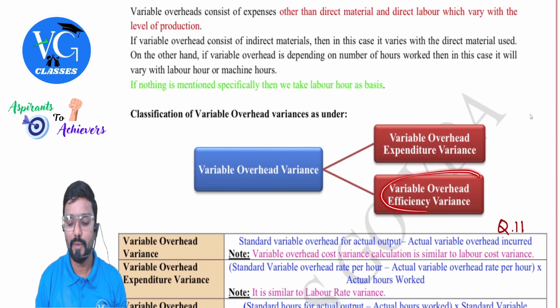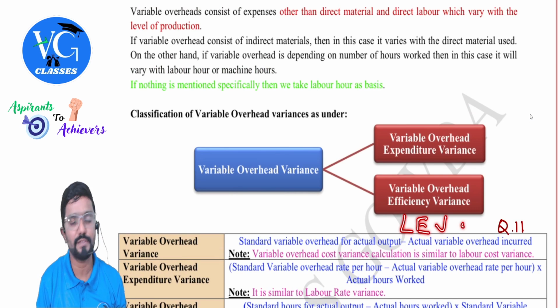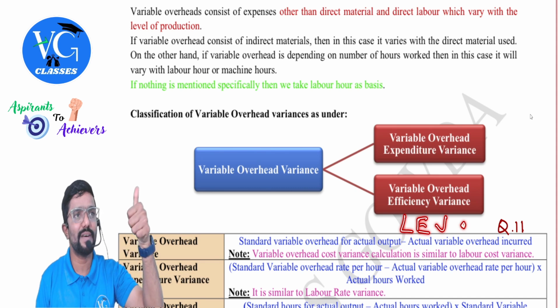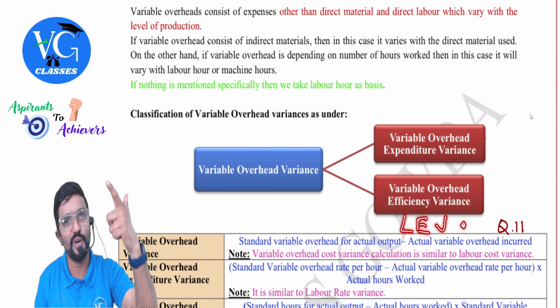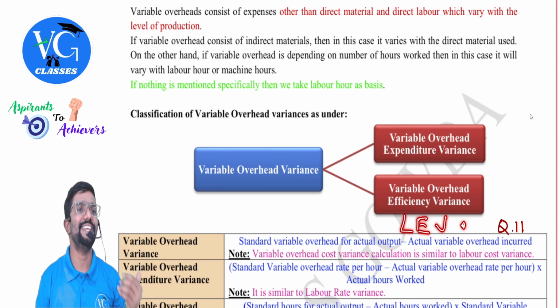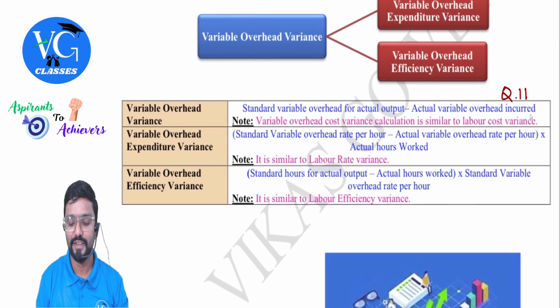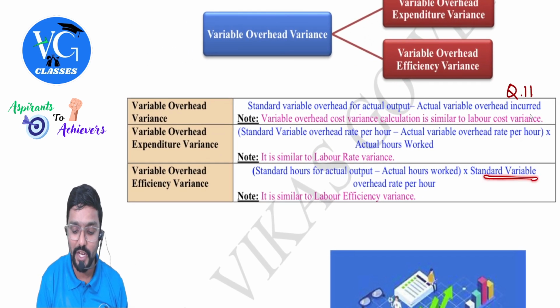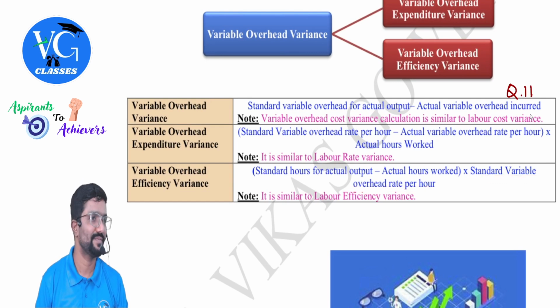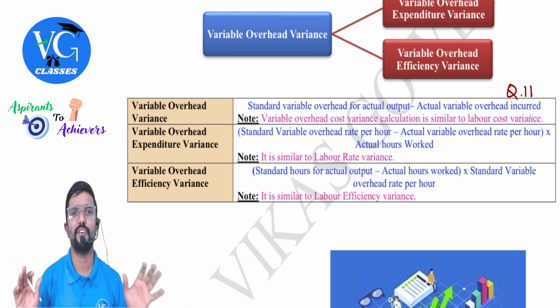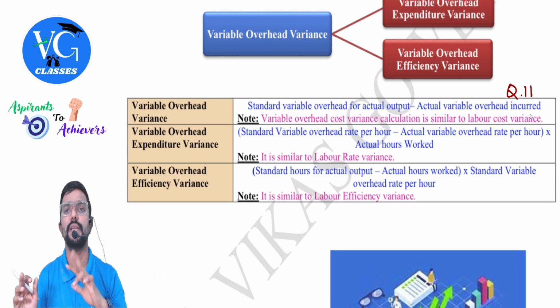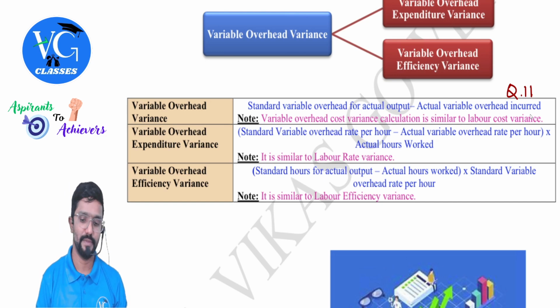Next one, variable overhead efficiency variance. Very similar to labor efficiency variance. What is the formula for labor efficiency variance, guys? Standard hours for actual output minus actual hours worked into standard rate. Here also same formula, but instead of writing only standard rate, we need to write standard variable overhead rate per hour. Standard hours minus actual hours worked into standard variable overhead rate per hour.